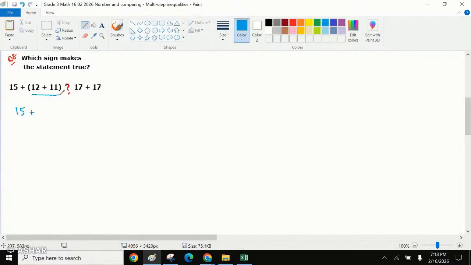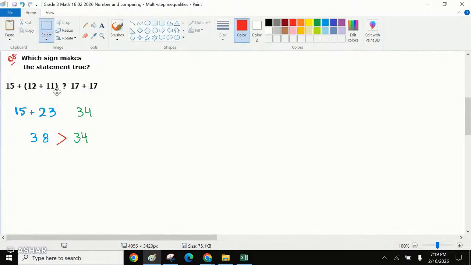15 plus, we solve the bracket first. 11 plus 12 is 23. And what is 17 plus 17? 17 plus 17 is 34. 5 plus 3 is 8. When we add the ones, 5 plus 3 is 8. When we add the tens, this becomes 38. And this was 34. And we know that 34 is less than 38.